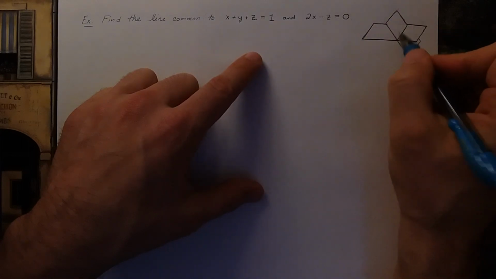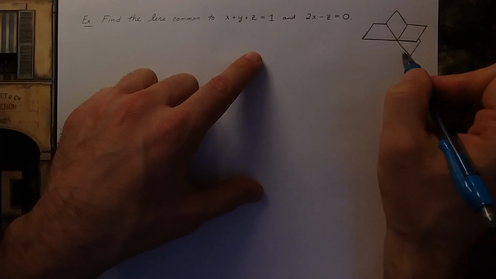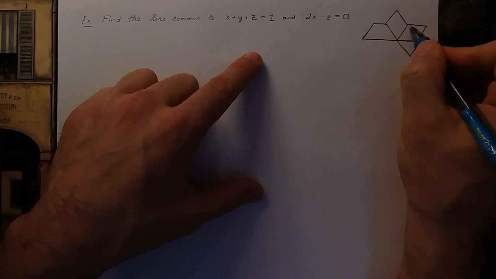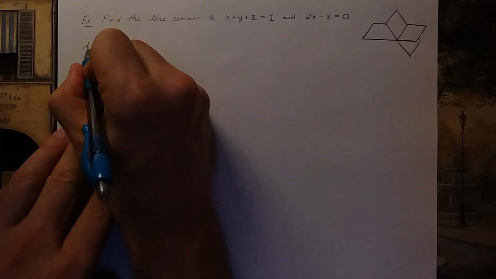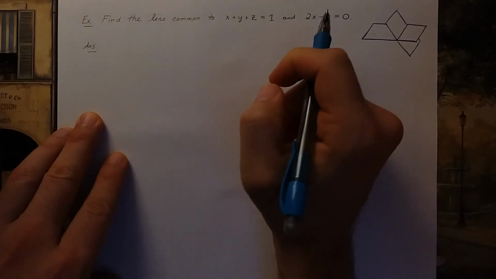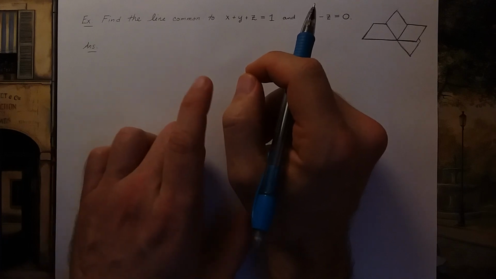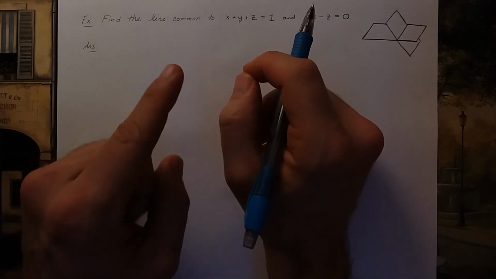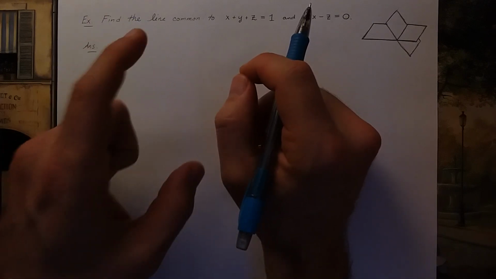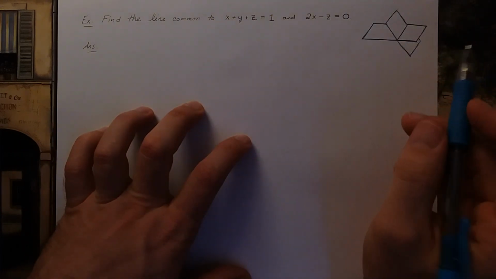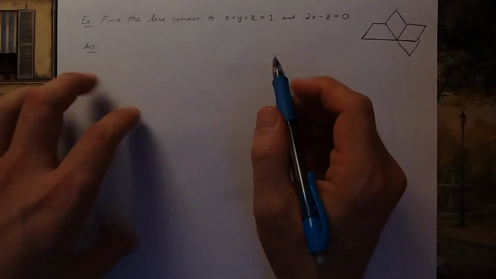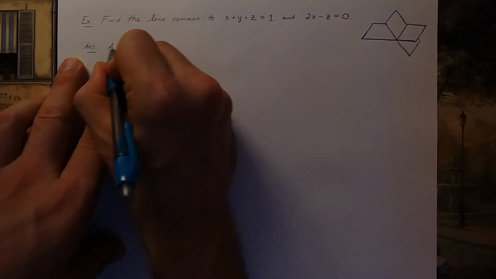So I drew a picture here. Here's a depiction of two different planes, and then there's a line in the middle. I want that line. So here is my answer. Well, remember, to find the equation of a line, you need two things. You need a point on the line, and you need a parallel vector to the line. So the first thing I need to do is find a point on the line.